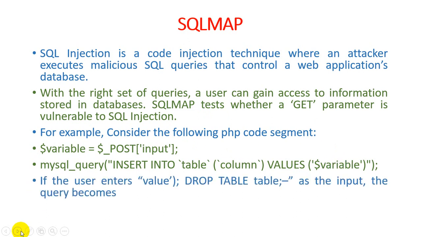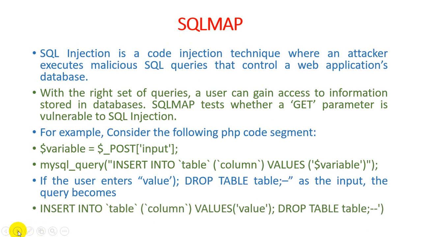If a user enters a value on a particular input field, for example a drop table query as the input, the query becomes a drop table query, which is nothing but dropping a particular table on a database. So if a user on an input field, such as the $_POST input, can enter a drop table name, and it is executed on the server side, then your table is dropped.